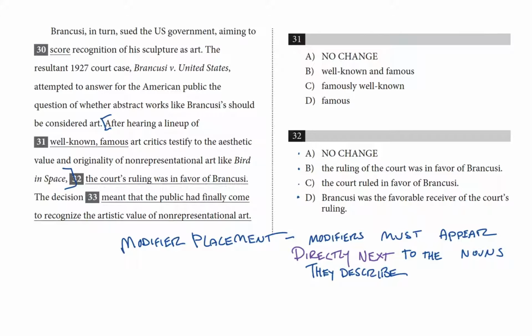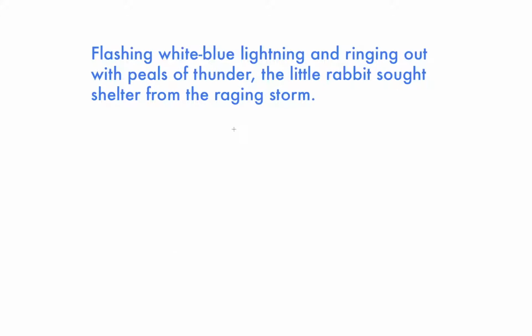Let me show you what I mean, and then give you a few top tips for approaching questions like this, and then we'll work through this question together. An example of a modifier placement error could look like this. Flashing white blue lightning and ringing out with peals of thunder, the little rabbit sought shelter from the raging storm. Everything that comes before this comma here after thunder, this whole phrase, is actually describing rabbit right now. Now, logically, we know that rabbits do not emit lightning and thunder. The context of the sentence tells us that storm is the noun that the modifying phrase ought to be describing.